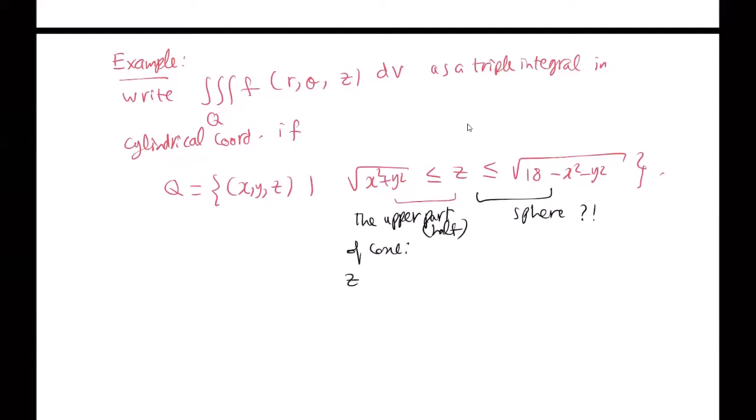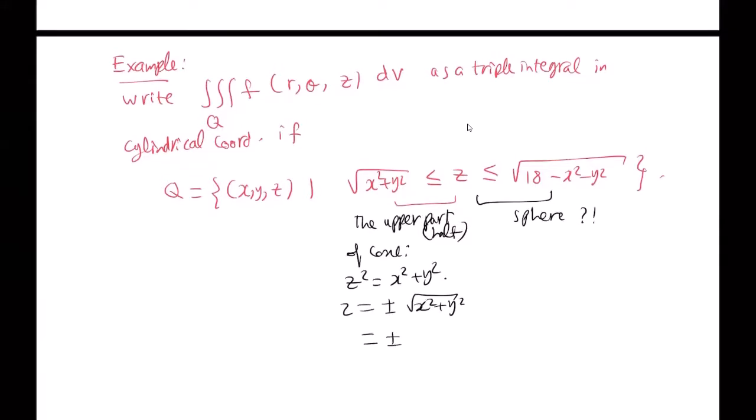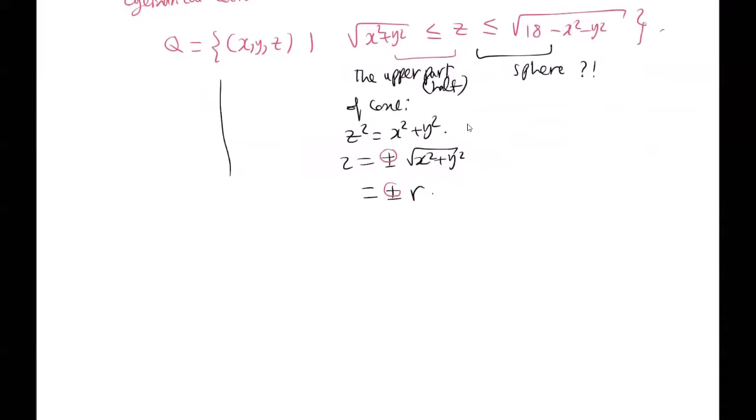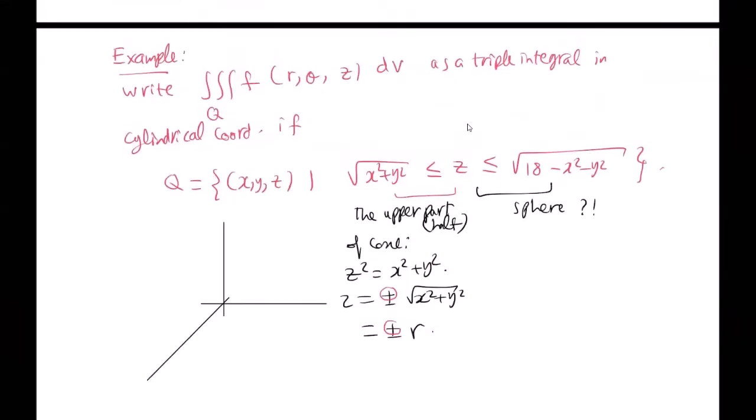Which cone? Z square equals x square plus y square. Z equals plus or minus root x square plus y square, Z equals plus or minus r. The one he's speaking about is this one, only the positive side. He already said this is the positive square root. This one, Mahmoud.